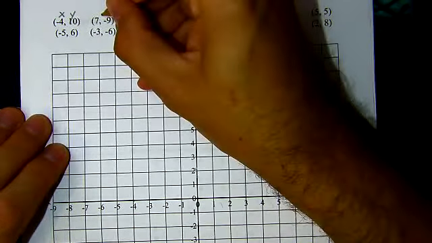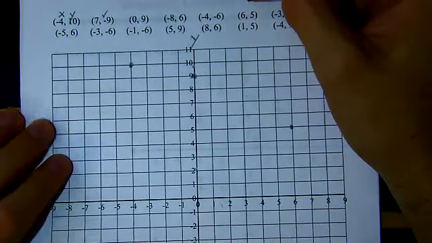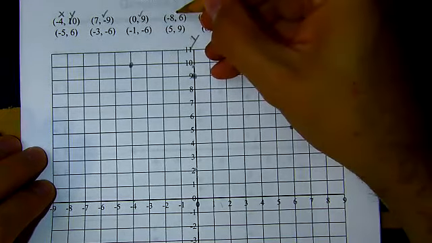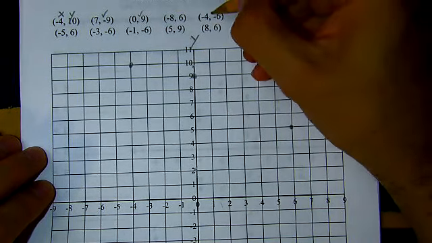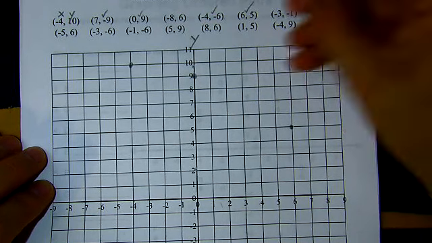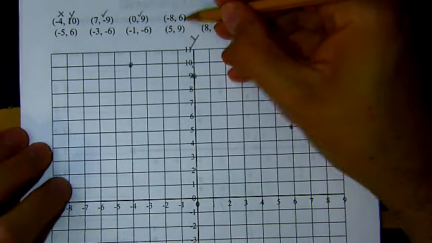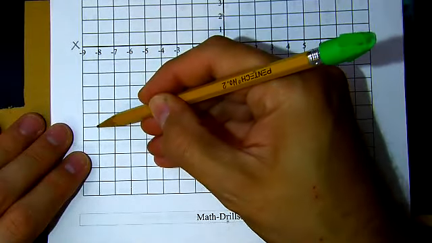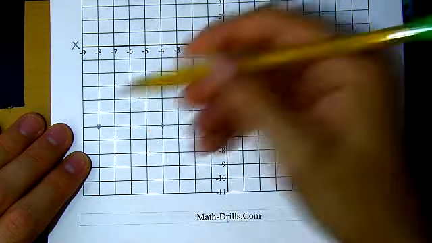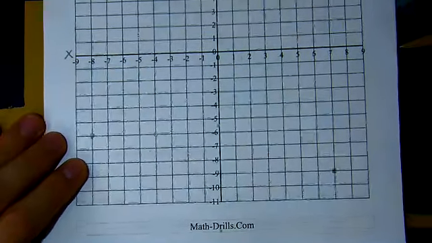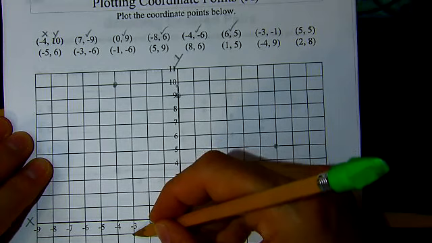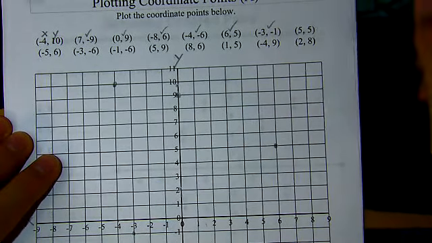Okay, let's see. We did this one already. We did that one. We did that one. And we did this one. So we need to go back and do this one. -8, -6. -3, -1. 5, 5.